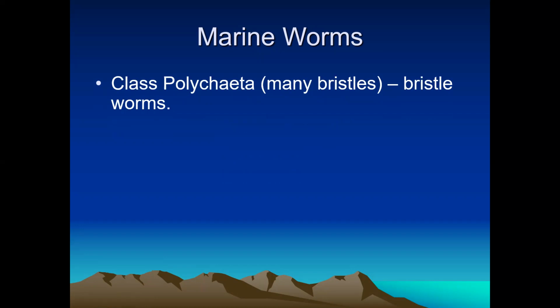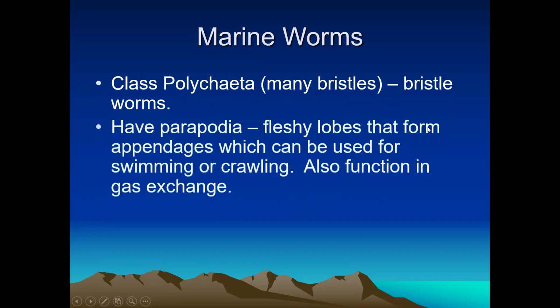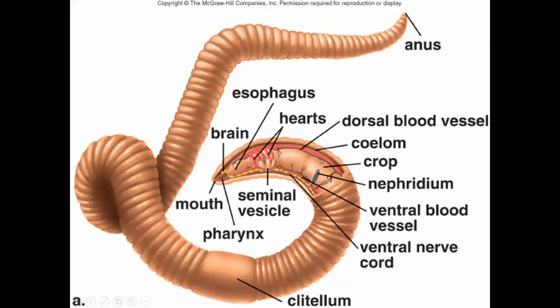We have class Polychaeta, and that means many, many bristles. And these are bristle worms. They have what's called parapodia. These are fleshy lobes that form appendages that can be used for swimming or crawling and also help function in gas exchange. So back here to this earthworm, we talked about the primitive heart type structure.